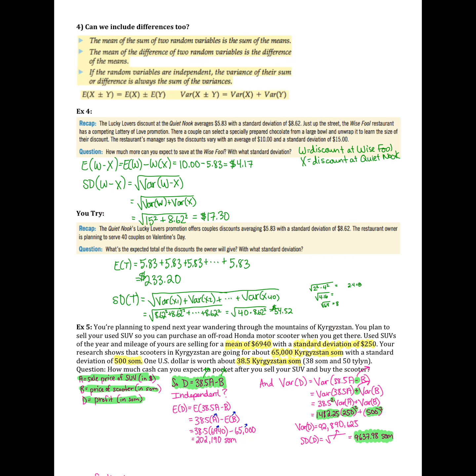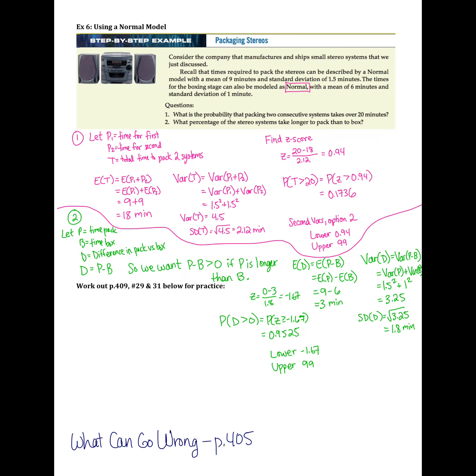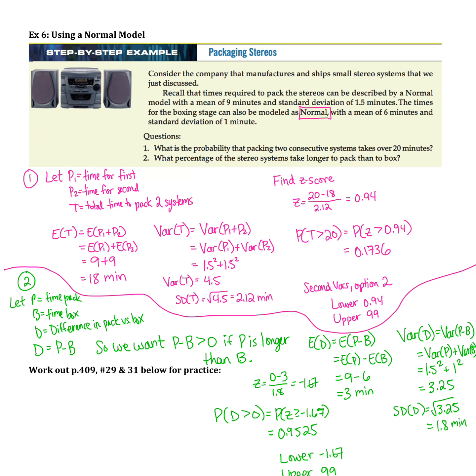All right, last problem, and I have a lot written here, but it's kind of going to fly because a lot of the stuff is redundant. We are packing stereos, and then we're going to ship the stereos. So we pack them up, and then we box them, and then out they go. To pack has a mean of 9 minutes and a standard deviation of 1.5 minutes. And to box them up, we have a mean of 6 minutes and a standard deviation of 1 minute.